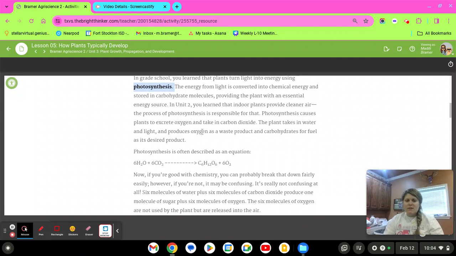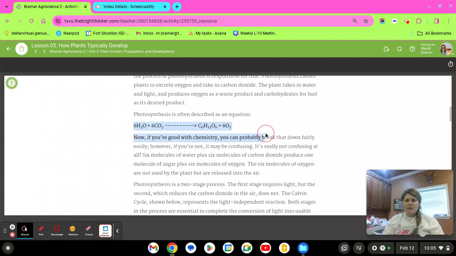Photosynthesis causes plants to excrete oxygen. They get rid of oxygen and take in carbon dioxide. The plant takes in water and light and makes oxygen as a waste product. That's why they're so beneficial for us. And carbs for fuel is its desired product.